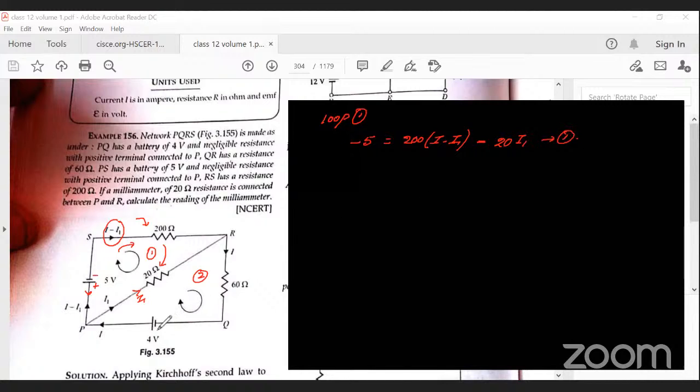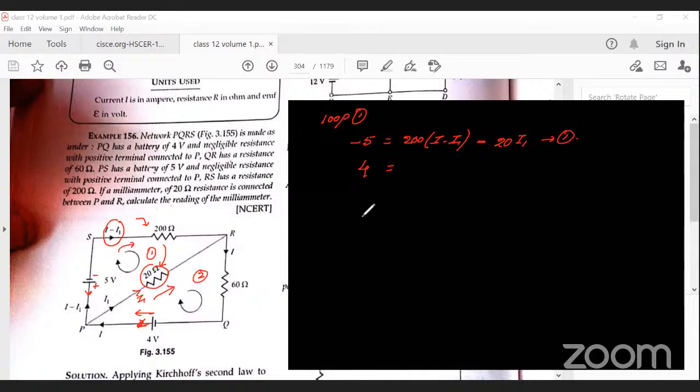In the second loop I'll start with the voltage. So 4 volts, the loop and current are both in the same direction. 4 volt is positive. 4 is equal to, so it is linked to the 20 ohms resistor. In the loop it is linked to the 20 ohms resistor. And remember, we only take the current that is flowing in the branch. Okay, remember, here in the branch I1 is flowing, in both the loops only I1 is going.